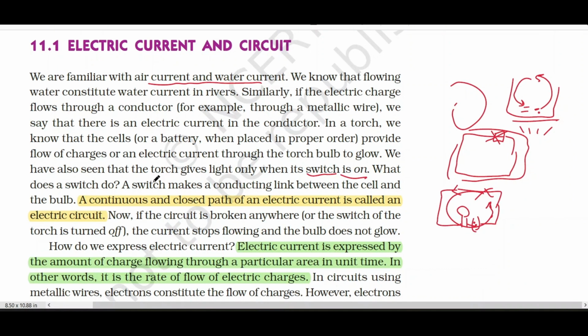सो व्हाट डज अ स्विच डू? It makes a conducting link between the cell and the bulb. A continuous and closed path of an electric current is called an electric circuit. तो जो भी पाथ होगा एक सर्किट का, अगर वो क्लोज्ड है और कंटिन्यूअस है तो हम उसको एक इलेक्ट्रिक सर्किट बोलते हैं. Now, if the circuit is broken anywhere or if the switch of the torch is turned off, the current stops flowing and the bulb does not glow. तो अगर आप स्विच को ऑफ कर देते हैं कहीं से, तो क्या होता है? करंट फ्लो करना बंद हो जाता है.